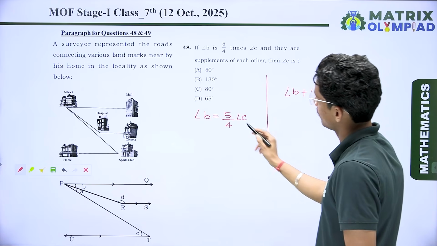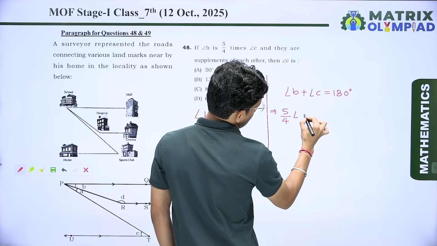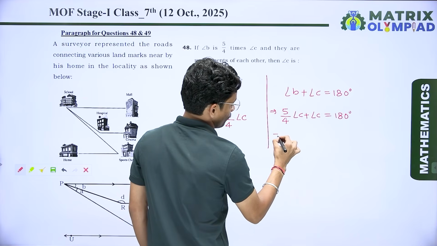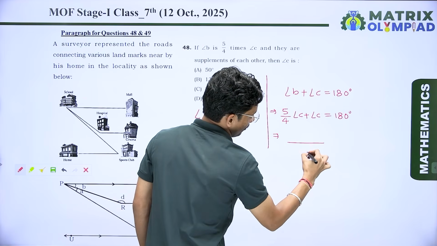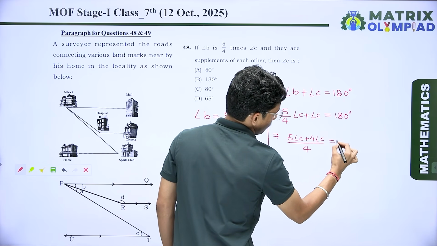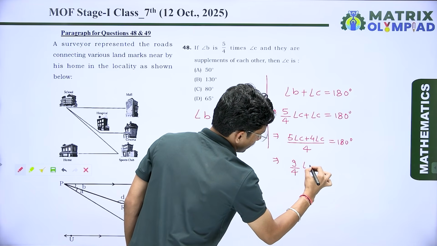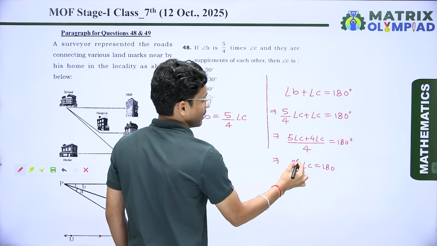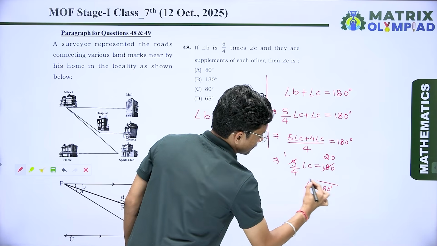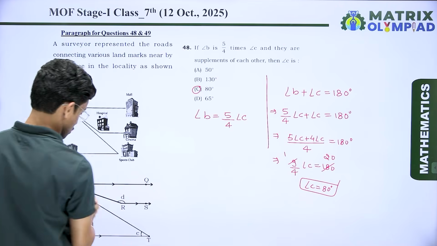When I put the value of angle B as 5 upon 4 times of angle C, I can write here 5 upon 4 times of angle C plus angle C is equal to 180 degrees. So we take LCM 4, so I can write here 5 times of angle C plus 4 times of angle C equal to 180 degrees. So I can write here 9 upon 4 of angle C is equal to 180. So 9 1s are 9, 9 2s are 18, so 20. The value of angle C we get is 80 degrees. So we have to find the value of angle C, that is 80. It means option number C is the correct answer.